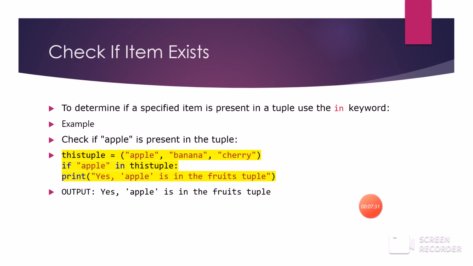So check if apple is present in the tuple. This tuple contains apple, banana and cherry. So if apple is in this tuple, using the keyword in, print yes, apple is in the fruits tuple. Output will be yes, apple is in the fruits tuple, because apple is an item of this tuple.